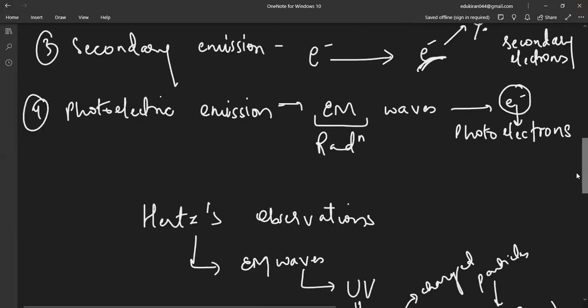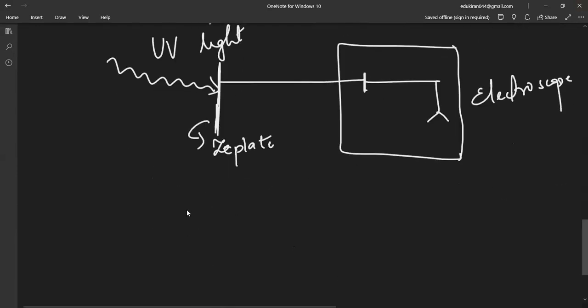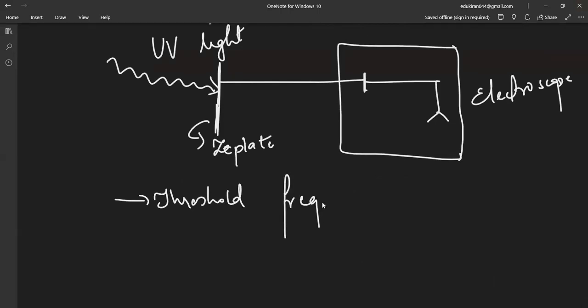Through this experiment, we had the first idea about threshold frequency. We had the first knowledge about threshold frequency. What is meant by threshold frequency? That incident radiation has a minimum value, which is called threshold frequency, and no photoelectrons are emitted below this.